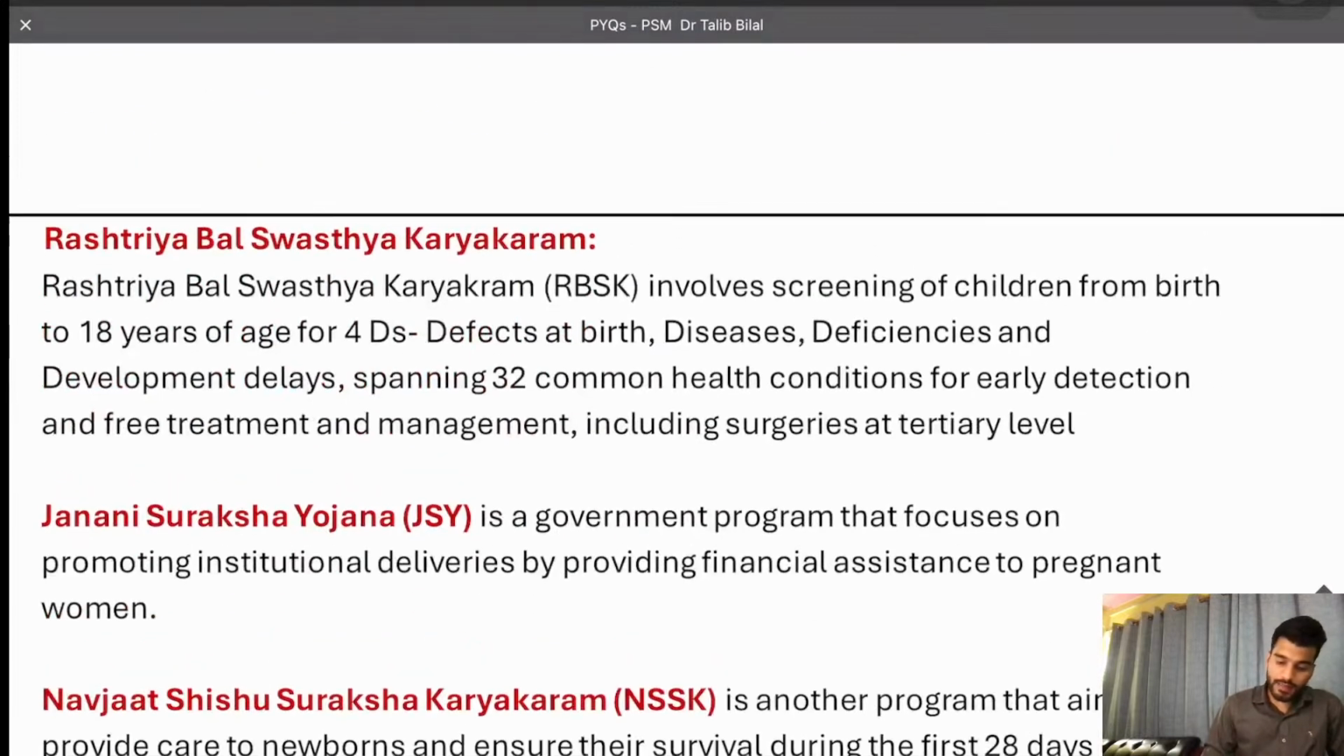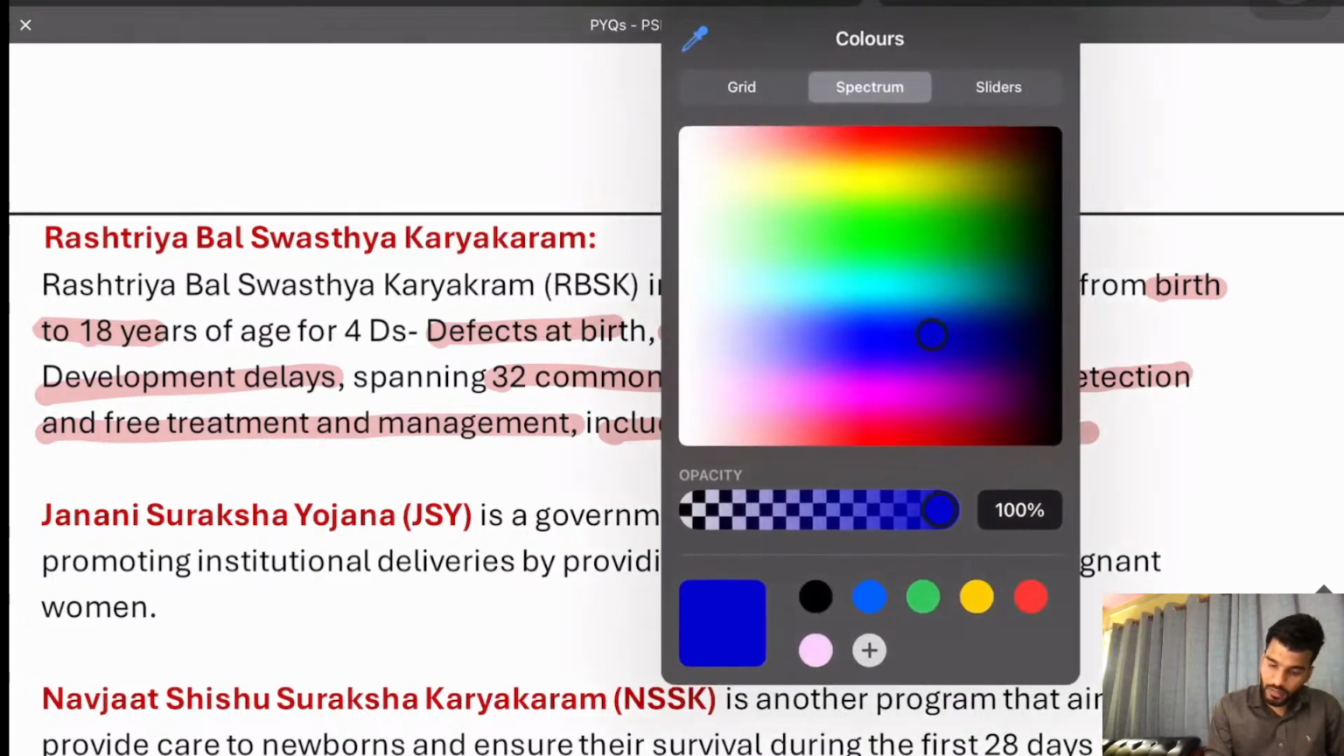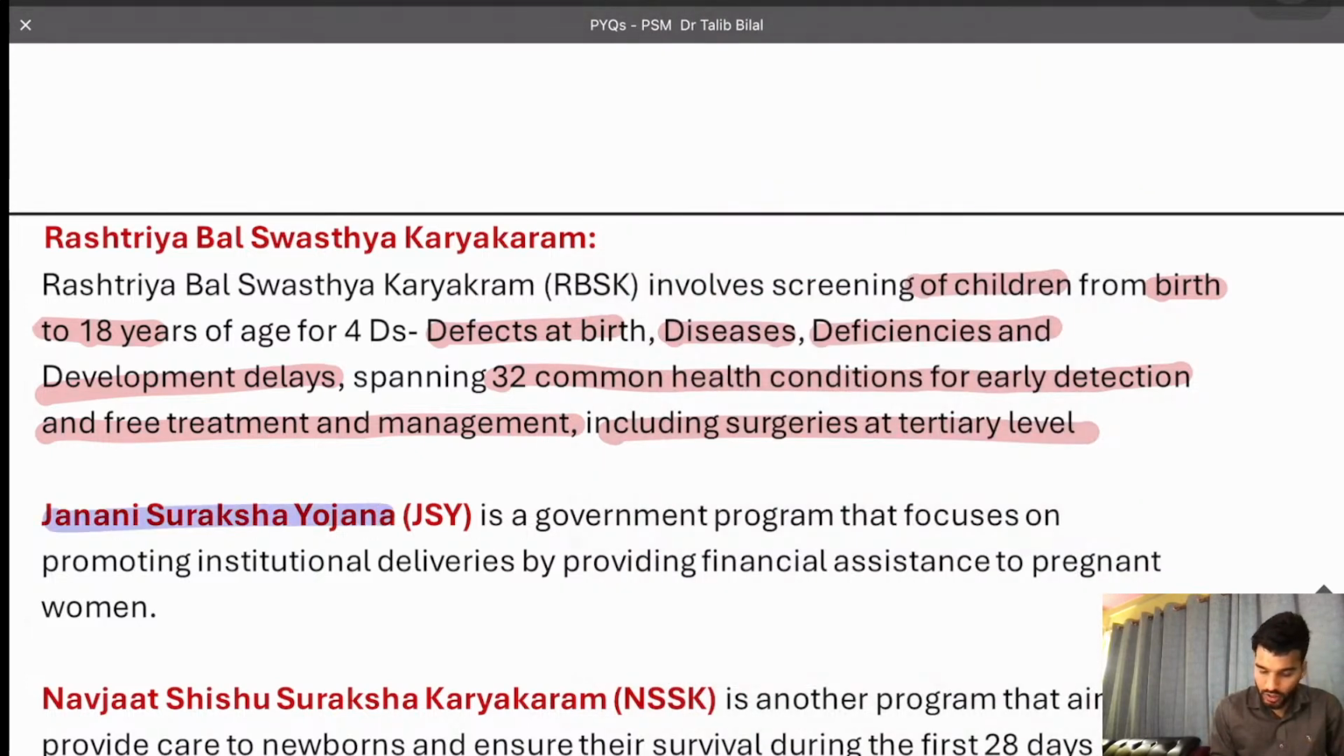Excellent. So what exactly is this program, guys? It involves the screening of children from birth to 18 years for the 4Ds: defects at birth, diseases, deficiencies, and development delays, spanning 32 common health conditions, with free treatment and management, including surgeries at tertiary level at super specialty hospitals. If I talk about JSY, Janani Suraksha Yojana, ASHA is a part of this scheme. It's a government program that focuses on promoting institutional deliveries by providing financial assistance to pregnant women.